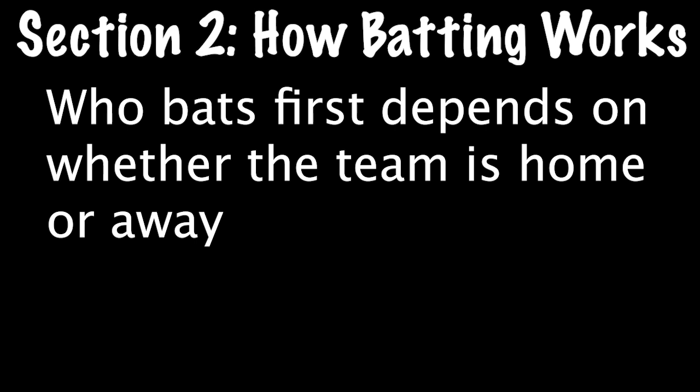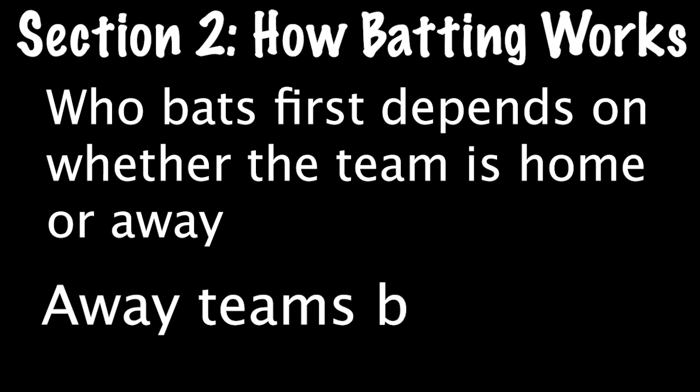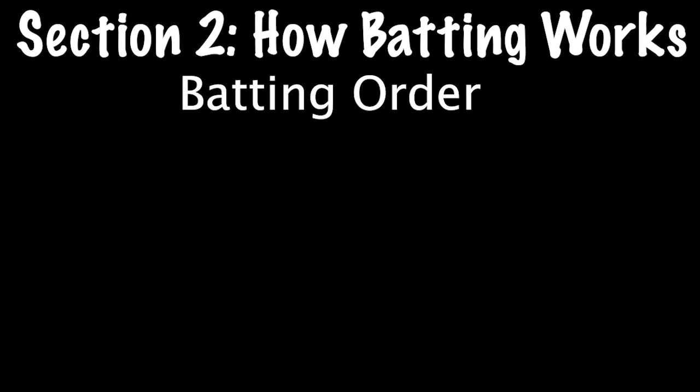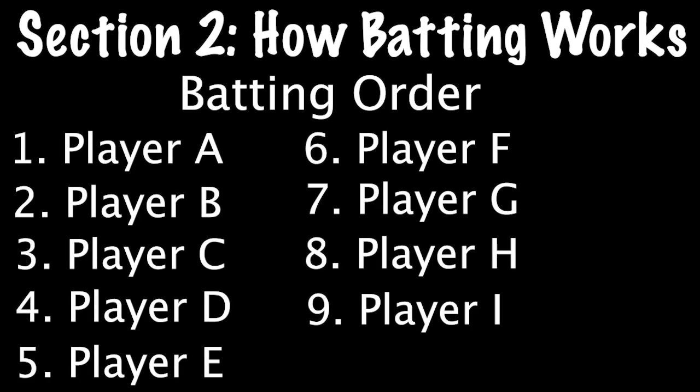So if the team is the away team, they always bat first no matter what. There is no coin toss. There is no, oh, it's determined by X, Y, Z. No. If you're the away team, you are automatically batting first. Now, looking at what is called a batting order, you will see 9 players that are going to be in a batting order numbered 1 through 9.